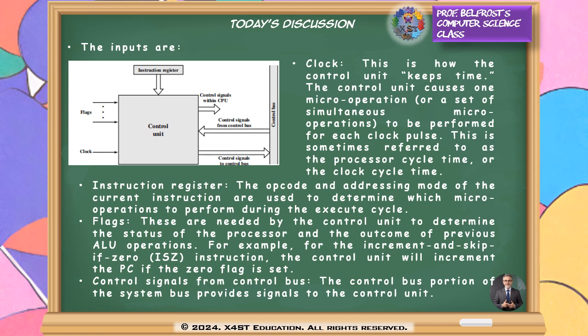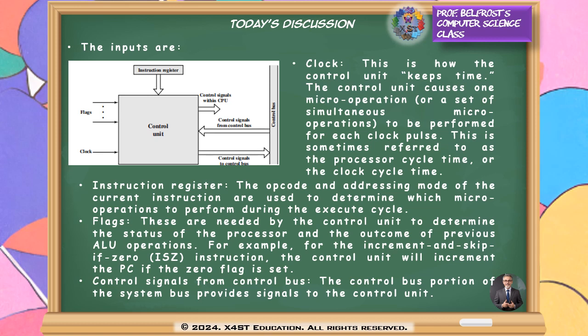The second is the instruction register. The opcode and the addressing mode of the current instruction are used to determine which micro operations to perform during the execute cycle. Third is flags. These are needed by the control unit to determine the status of the processor and the outcome of previous ALU operations. For example, for an increment-and-skip-if-zero instruction, the CU will increment the PC if the zero flag is set.